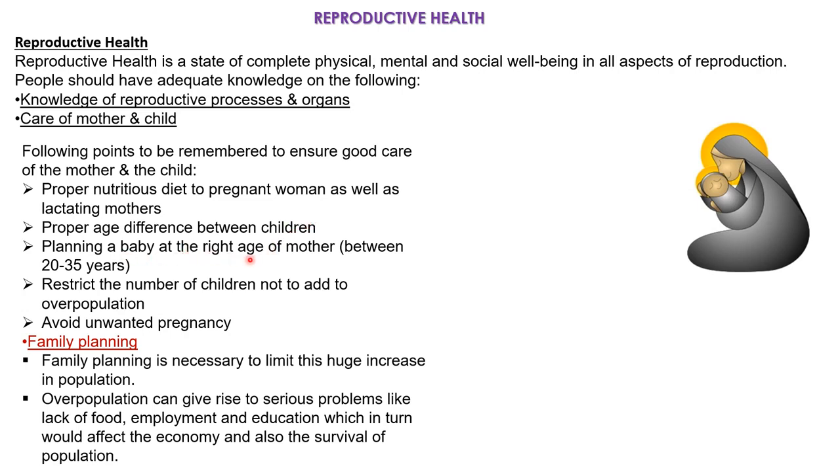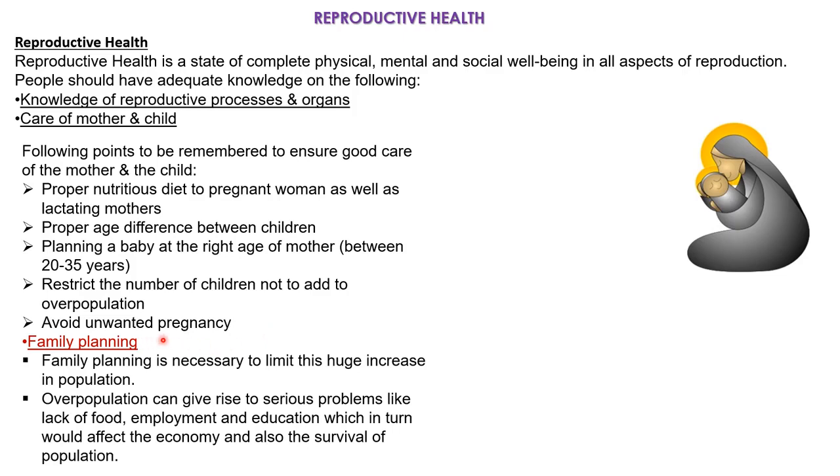Then planning a baby at the right age of mother, between 20 to 35 years. This is the right age for a mother to become pregnant. And why do we call it the right age? Because she is physically, mentally, and also socially well. Then restrict the number of children, so as not to add to overpopulation. We know that the world is facing overpopulation problems, so we should restrict the number of children in our family. And again, to avoid unwanted pregnancy. So all these things come under reproductive health.